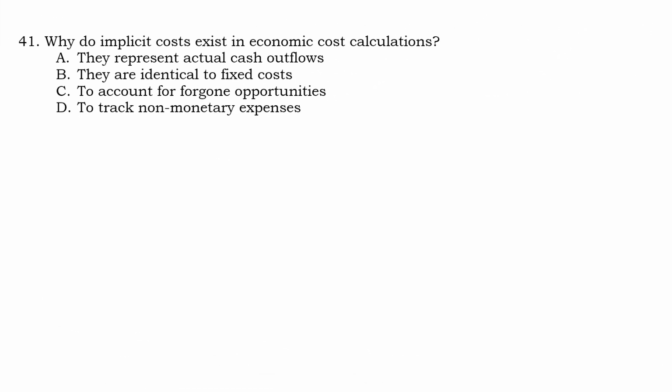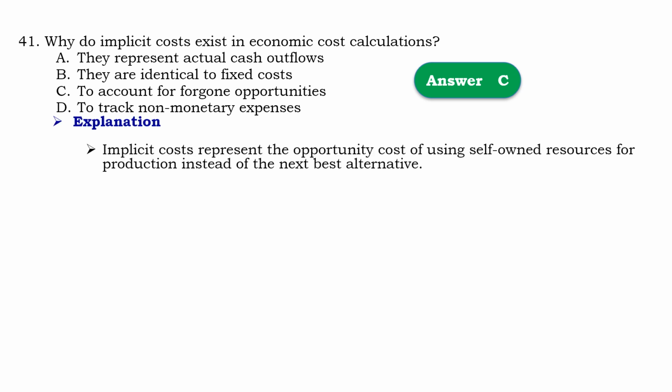Question number 41. Why do implicit costs exist in economic cost calculation? That should be C, to account for foregone opportunities. This means that implicit cost represents the opportunity cost of using self-owned resource for production instead of the next best alternative.